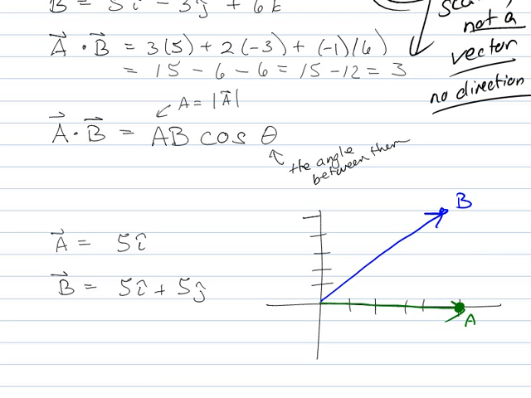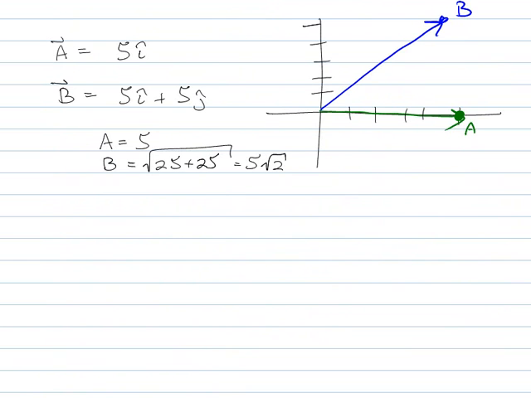Okay, so let's find the magnitude of A. The magnitude of A is just going to be 5, right, because it's 5 long. And the magnitude of B is going to be the square root of 25 plus 25, square root of 50, which is 5 square root of 2. So the magnitude of B is 5 square root of 2. Now, theoretically, we should get that A dotted with B is going to be A times B times the cosine of the angle between them. So we can check.